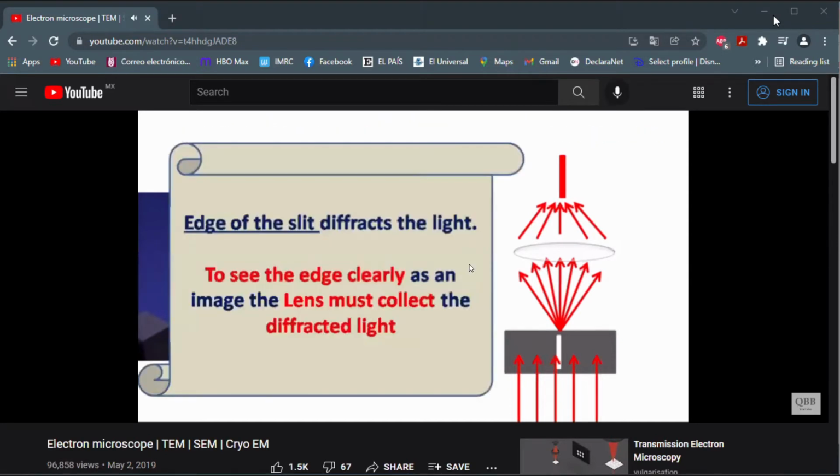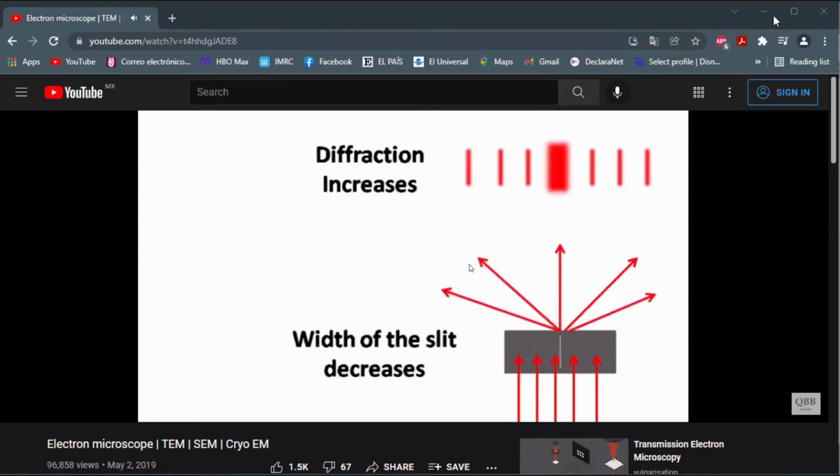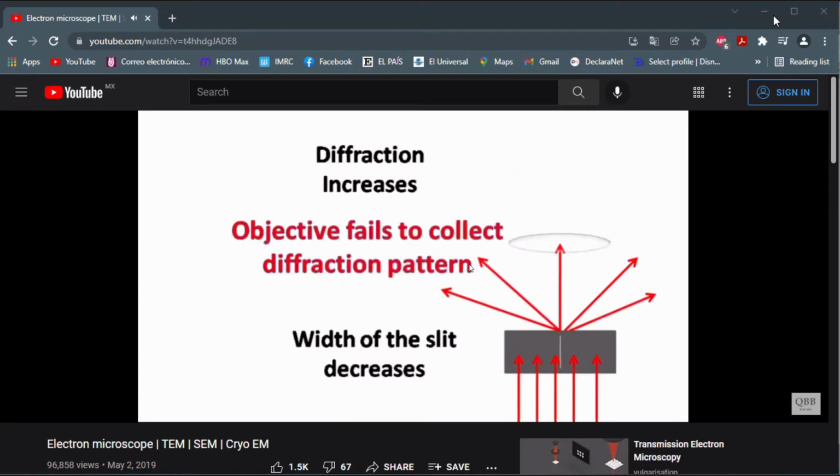Now, a very important point to note over here is that it's the edge of the slit that diffracts the light. So to see the edge of the slit clearly as an image, the lens must collect the diffraction pattern. If the lens fails to collect the diffraction pattern, the image formed is blurred. Now, as the width of the slit decreases, the diffraction increases. Soon there comes a point where the objective fails to collect the diffraction pattern. When this occurs, the image formed is blurred.